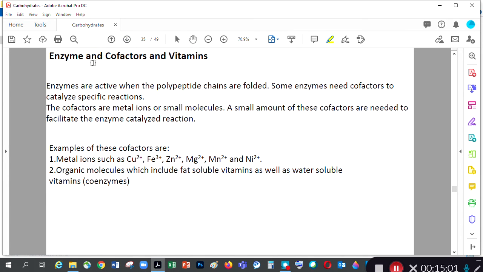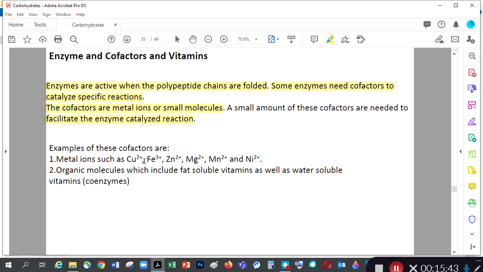Now let's look at enzymes and cofactors and vitamins. Enzymes are active, as we said, when the polypeptide chains are folded. This is very important. When the enzymes are active, they are always active if the polypeptide chains are folded. Some enzymes need cofactors to catalyze specific reactions. The cofactors are metal ions or small molecules, and a small amount of these cofactors is needed to facilitate the enzyme catalysis reaction. Some examples of those cofactors, also sometimes called coenzymes.